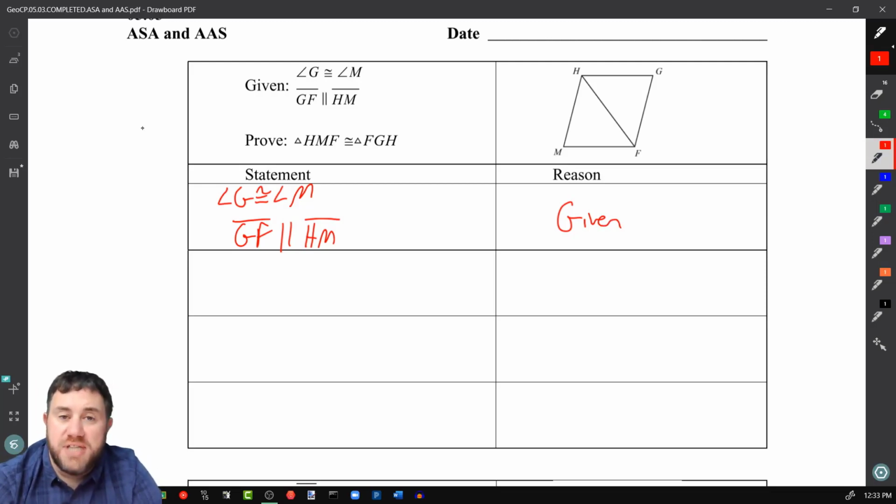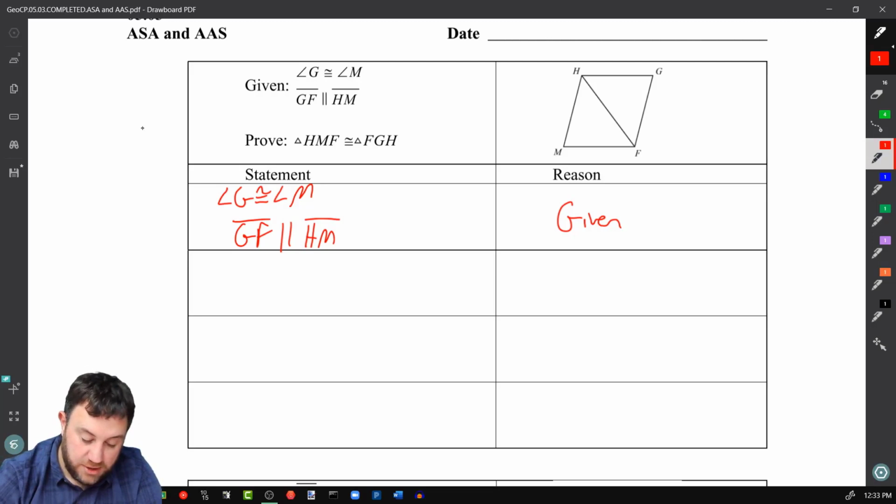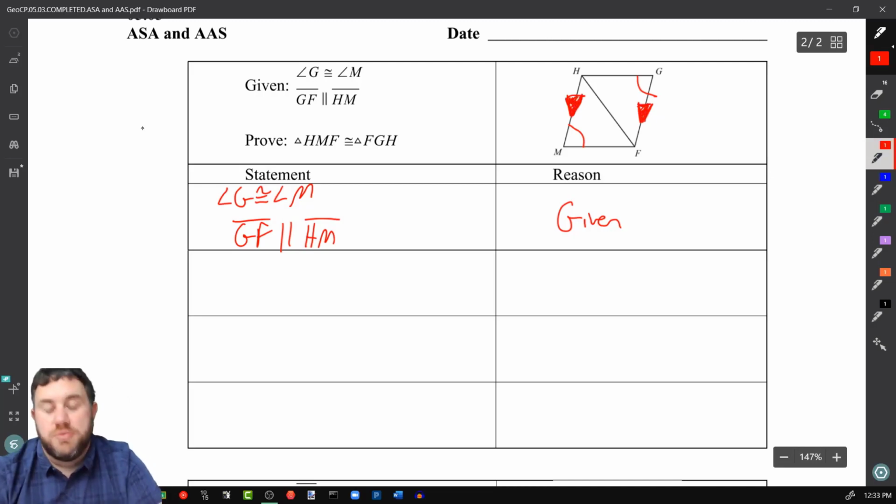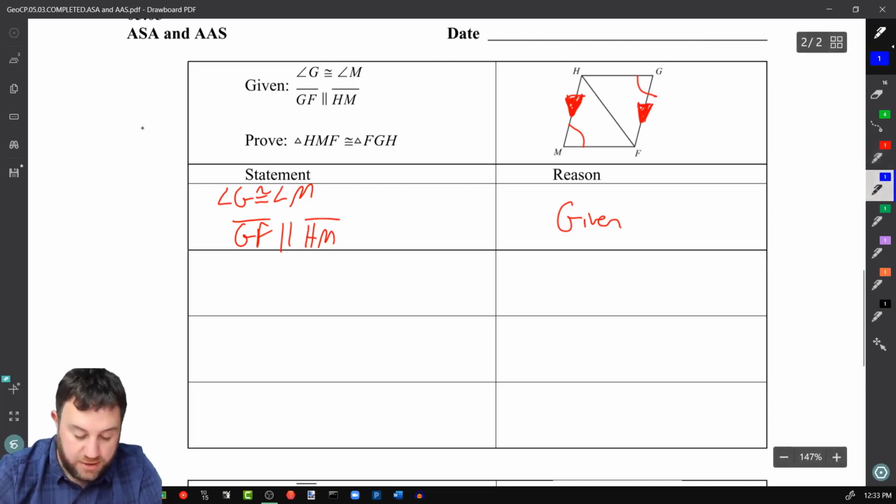Remember, as soon as you say a congruence or a parallel or a perpendicular, anything like that in a proof, you want to draw it in your picture so your brain can process the picture better. So angle G and angle M are congruent, and we know that GF and HM are parallel. Remember, to say they're parallel, we can use arrows like that, or we could turn them into triangles and fill them in. Both of those would show these lines are parallel.